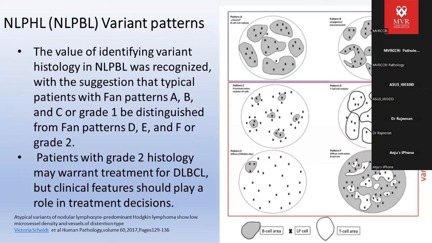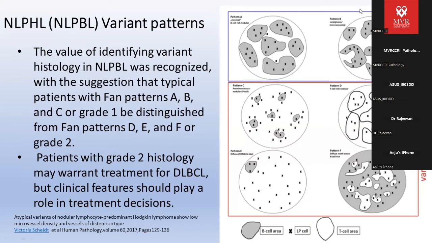Now, diagnosing NLPHL does not complete your diagnosis. We have different variants of NLPHL, and it is important to tell what the variant is. Why is it important? Just giving a diagnosis of NLPHL won't suffice, because, as I told, whenever different subtypes are made, it is because they have an impact on diagnosis or on prognosis. The WHO says there are different patterns, pattern A, B, C, D, E, F, and this A to F pattern can be further put into two grades, grade 1 and grade 2.